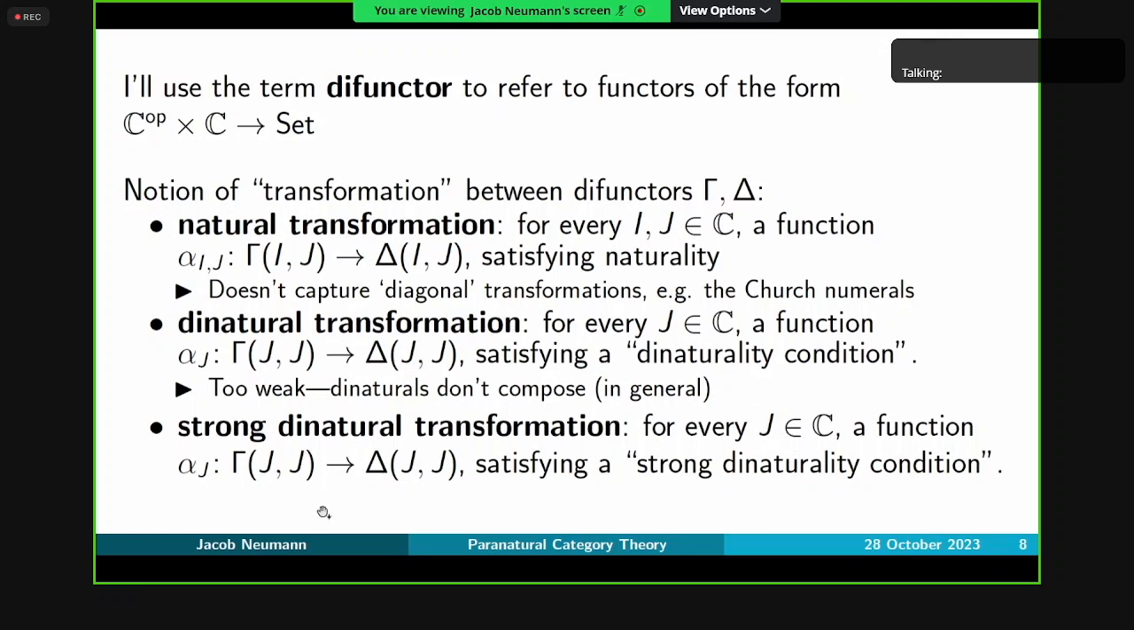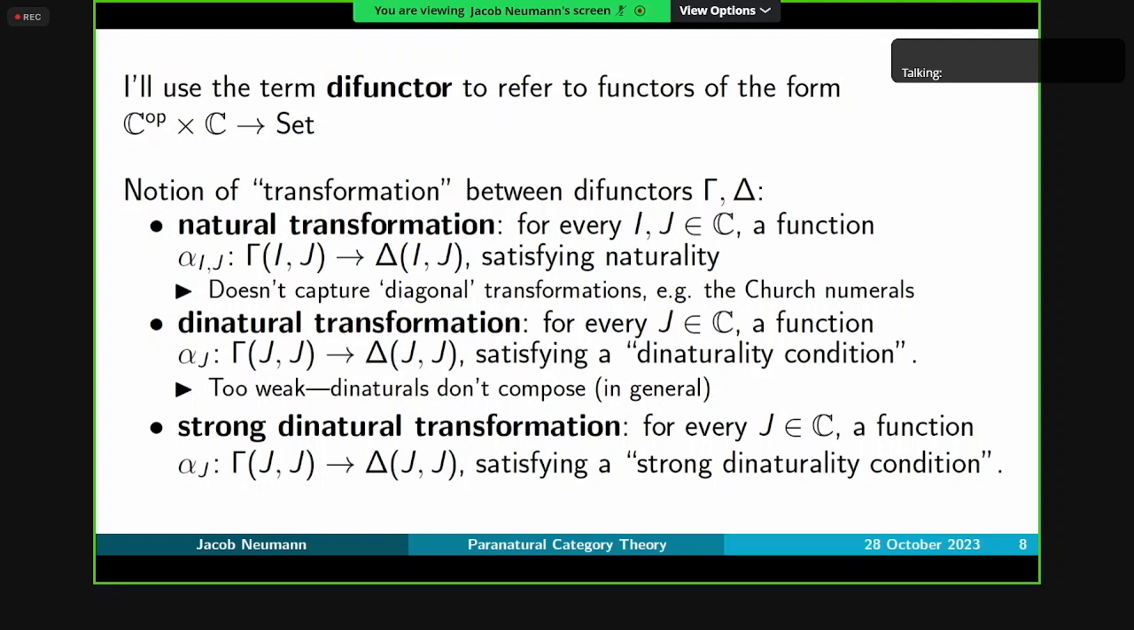It's indexed once over the objects of the category, and is defined as a family of maps on the diagonals. But we have a stronger dinaturality condition for this notion, which I'll go over in just a second, but I think makes it a better notion. And so, in a way, I view this notion, the strong dinatural transformation, as the fundamental, or at least a fundamental, concept in its own right.